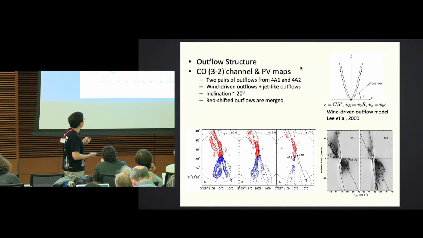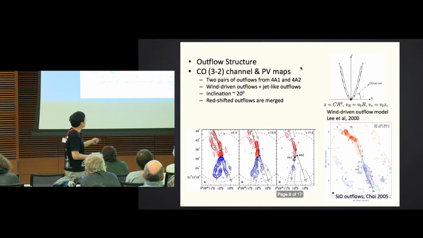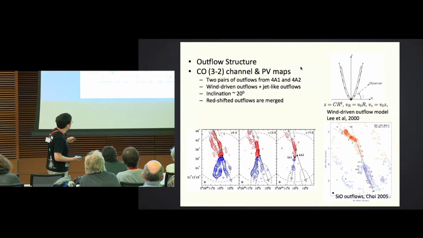And more interesting, if you look at the jet from 4A1, it's bent to the direction of 4A2 here. So how is it bent? Why is the jet bent to a different direction? If we compare with the SiO outflow, the outflow I identified for 4A2 is the very elongated large SiO outflow here, and the small component from 4A1 is the component here.